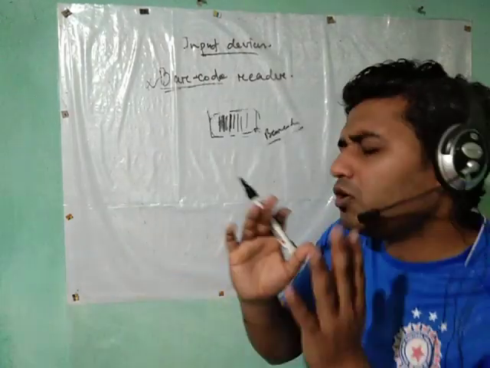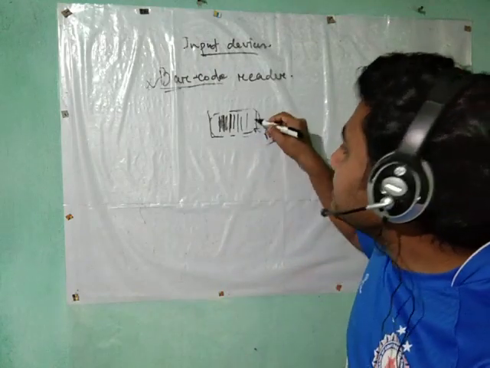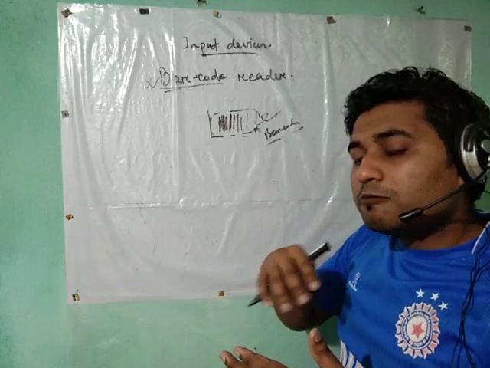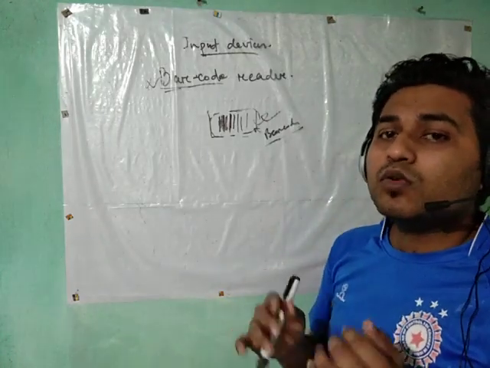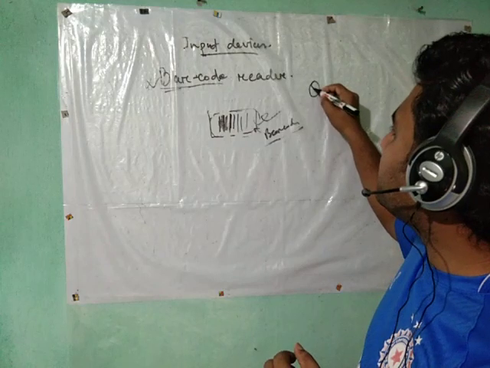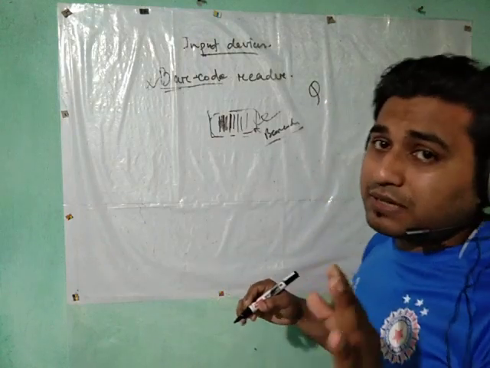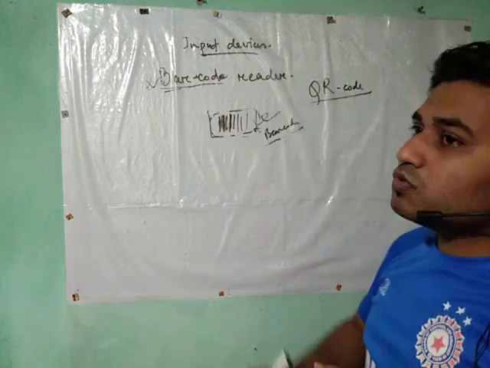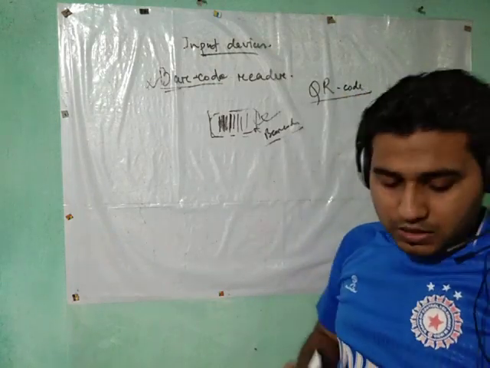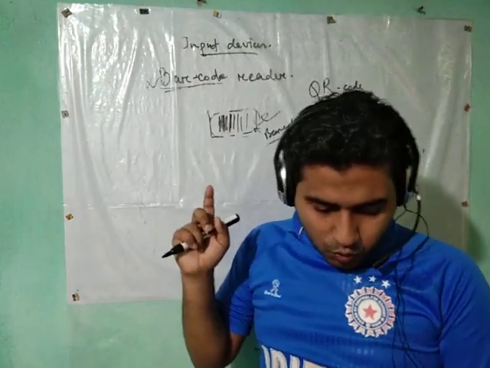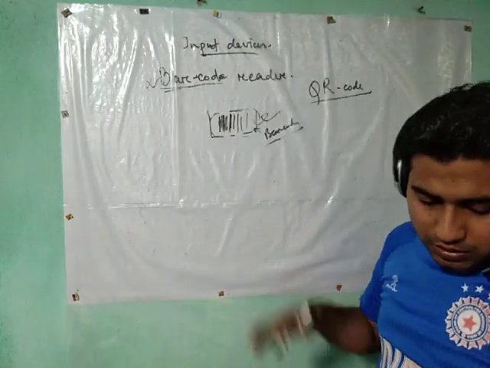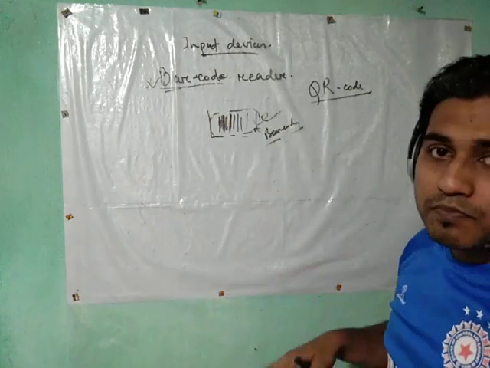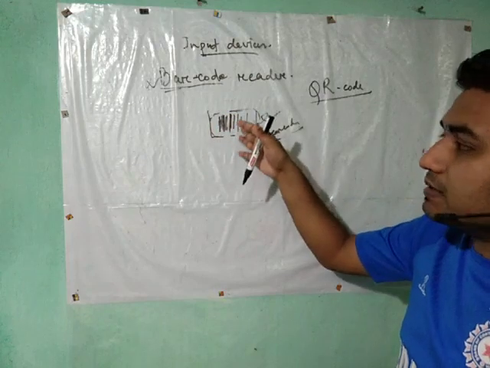One more important thing: nowadays this barcode is being modified to some other code that is very familiar at present, the QR code. The QR code is a similar type of thing, but here no bars are available, whereas here bars are available, so it is called a barcode.